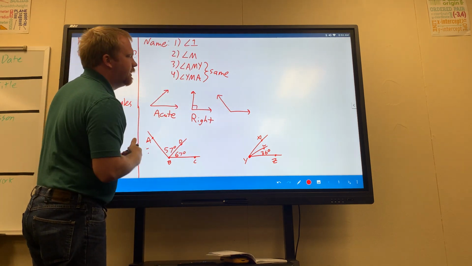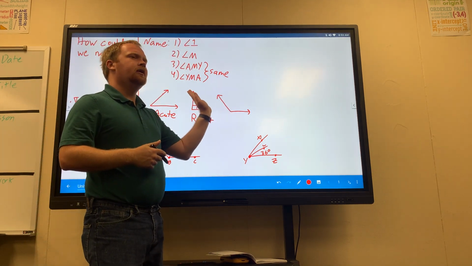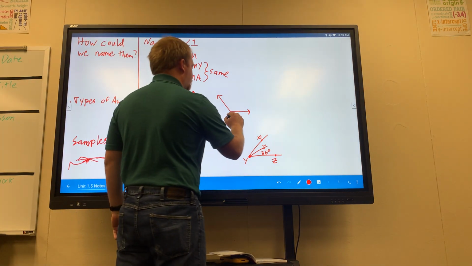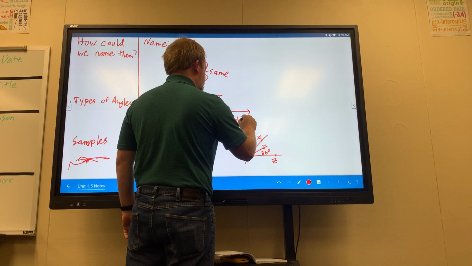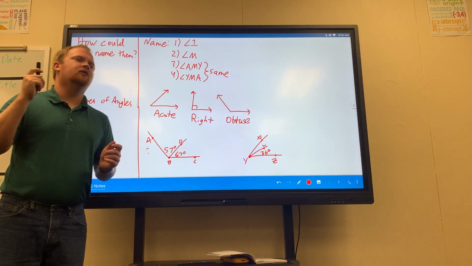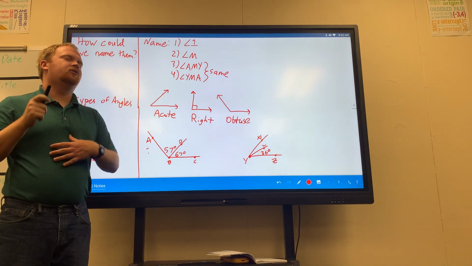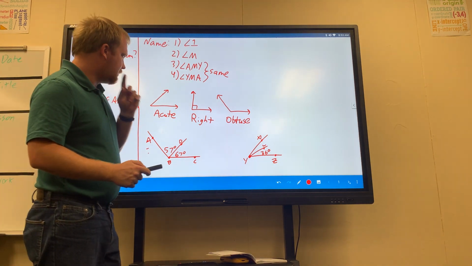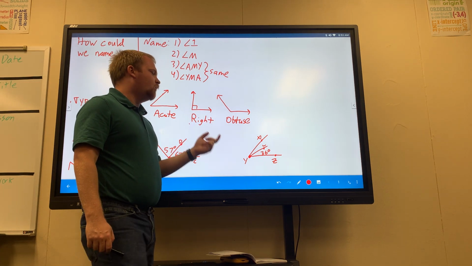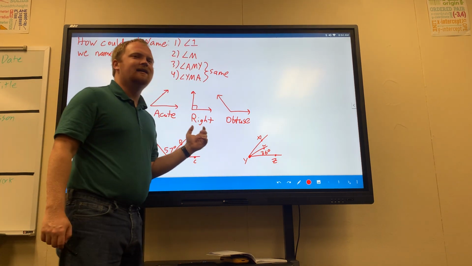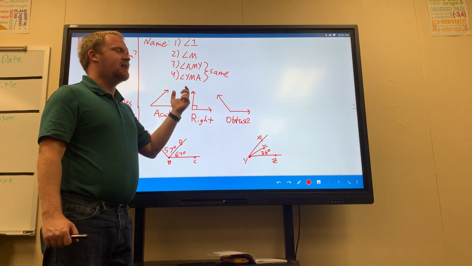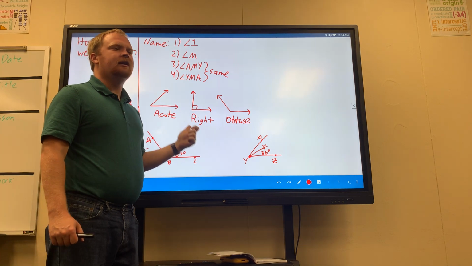Now, this type of angle, that is a whole lot more than 90 degrees, but it's still less than 180. This is called an obtuse angle. Remember, an obtuse angle is anything more than 90 degrees and less than 180. And I forgot to mention, the actual measurement for a right angle is 90 degrees exactly. If it's exactly 90 degrees, it is a right angle.